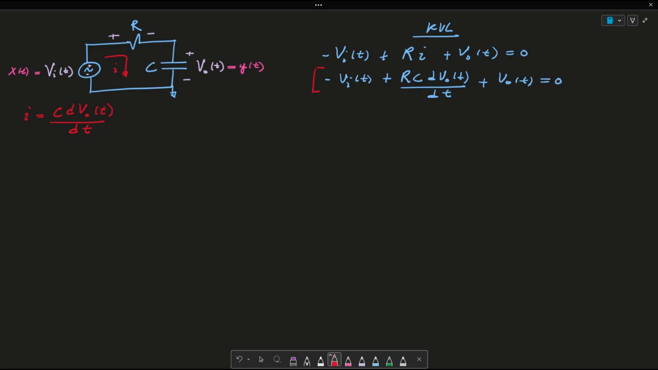If I go ahead and multiply both sides by 1 over RC, I get dV out of t over dt plus 1 over RC V out of t. Let me go ahead and move this term to the right-hand side. So this is equated to 1 over RC Vi of t.